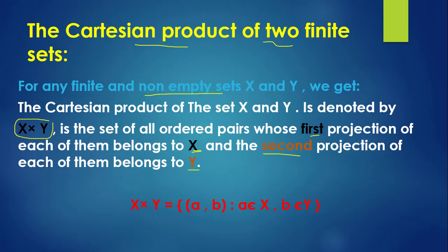Here, for example, it means that x by y equals the set of all ordered pairs (a, b), such that a belongs to x and b belongs to y. To understand this Cartesian product, we will take an example.